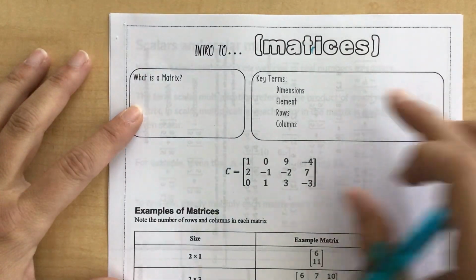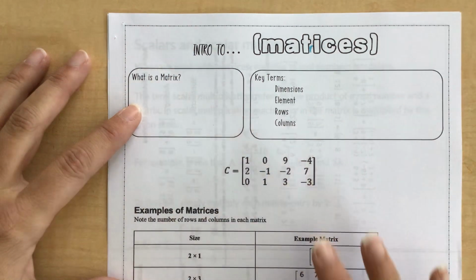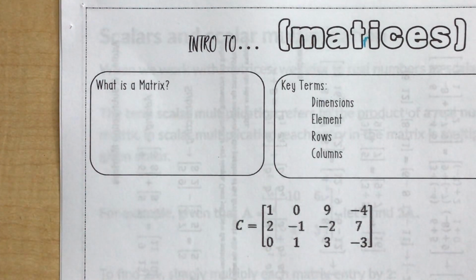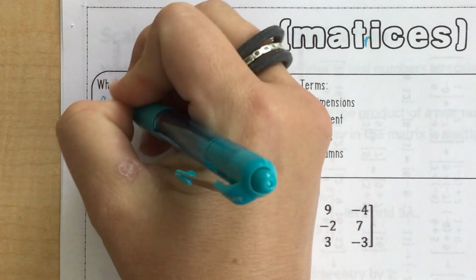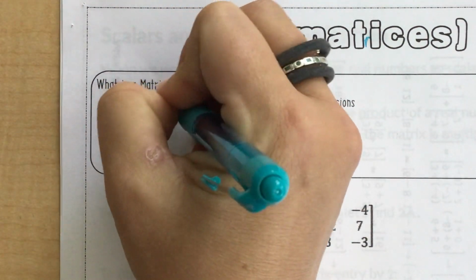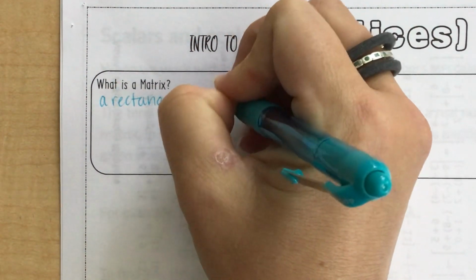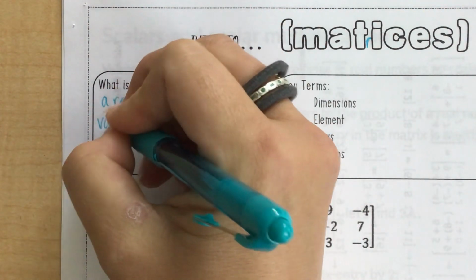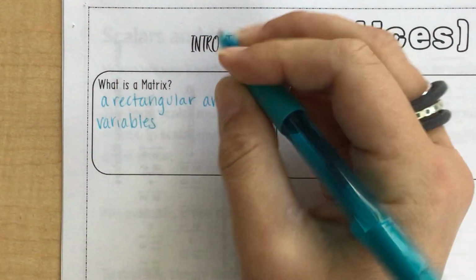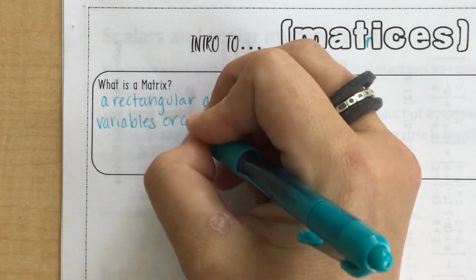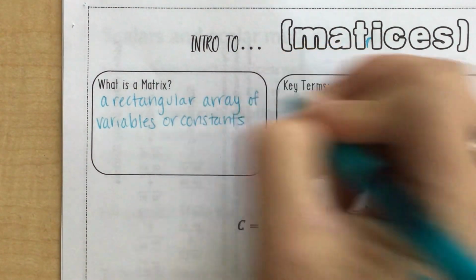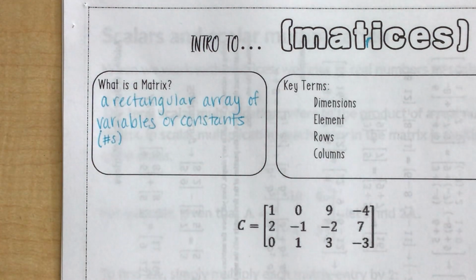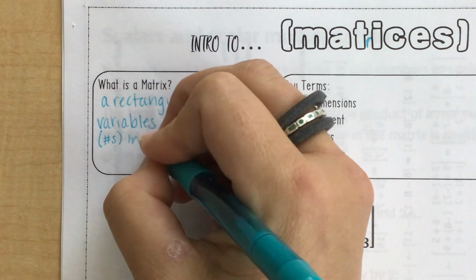Okay, so matrix, when we say matrices, we're talking about many. Matrix means just one, all right? So a matrix is a rectangular array of variables or constants, which are numbers, right? That's what we're talking about, like just numbers, constants, in rows and columns.